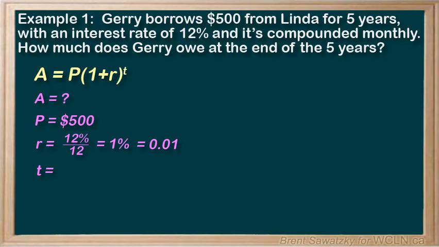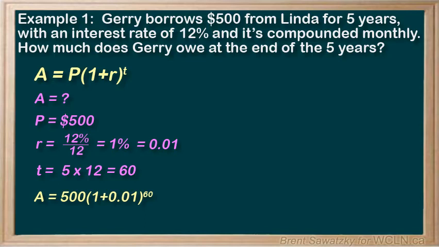Now for the T, it's time, but remember, if we use this equation, it's the number of compounding periods. It's 5 years, but again, there are 12 compounding periods per year. So the total number of compounding periods would be 5 years times 12 months per year equals 60 compounding periods. And so we're ready. A equals 500(1 plus 0.01) all to the power of 60.